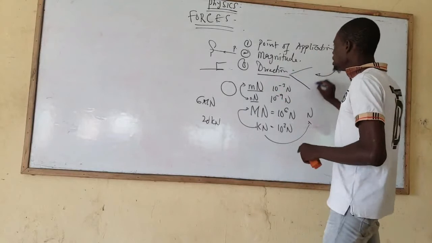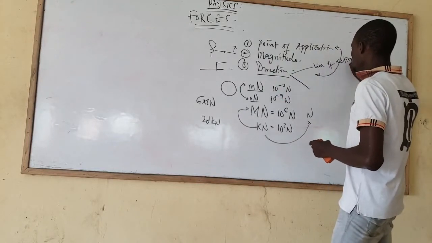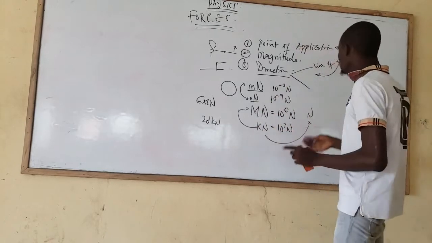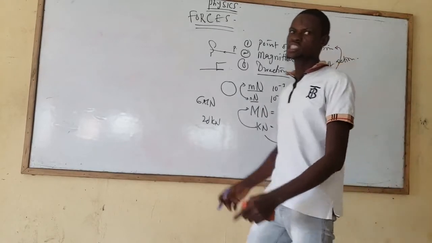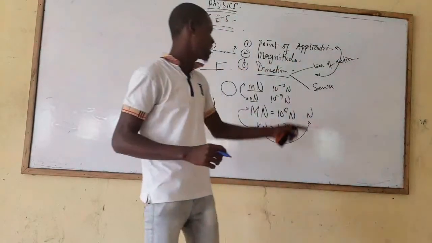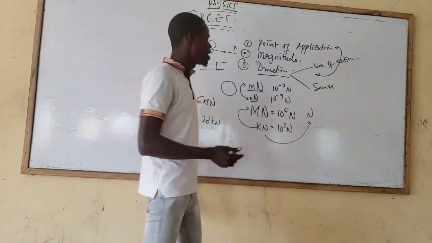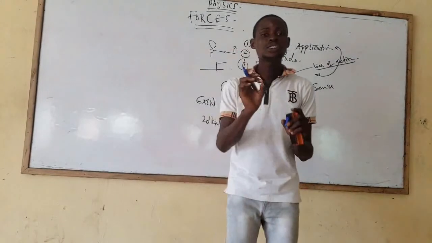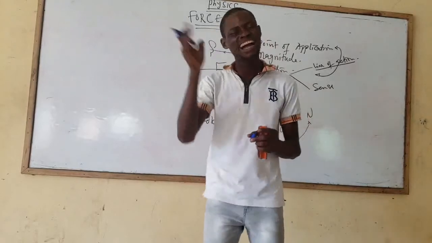Number one is the line of action of the force. Number two is the sense of action of the force. We have the line of action of force and the sense of the force. Now, what do we understand by line of action? Every force must have a single line at which it is acting.